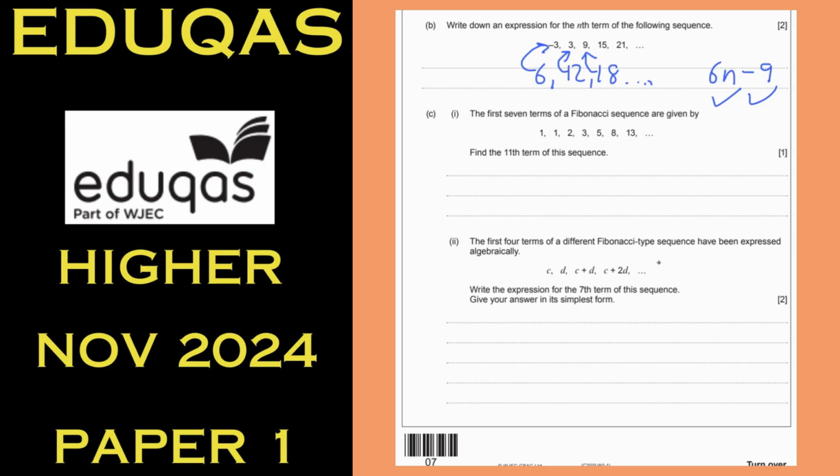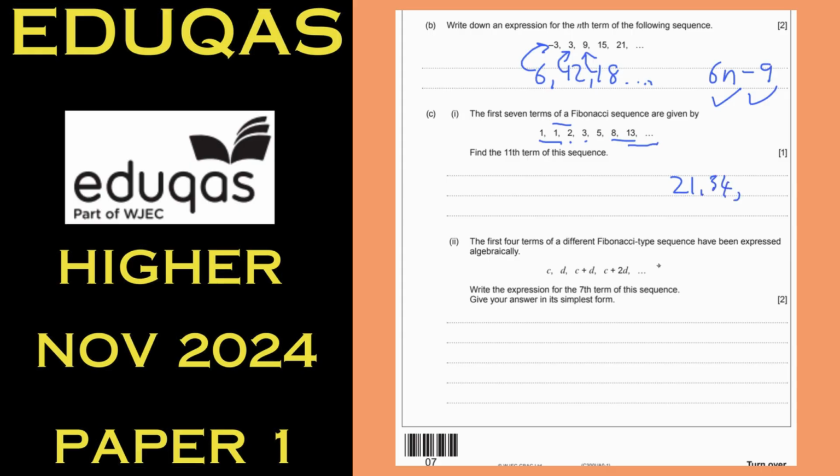C part I. Fibonacci means you add those 2 together, you get that. Add those 2 together, you get that, and so on. We do 8 plus 13, we get 21. We do 13 plus 21, we get 34.